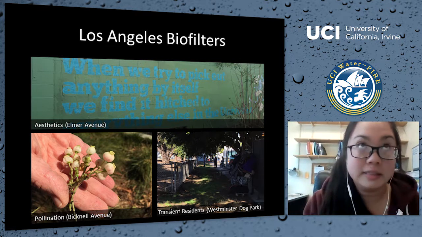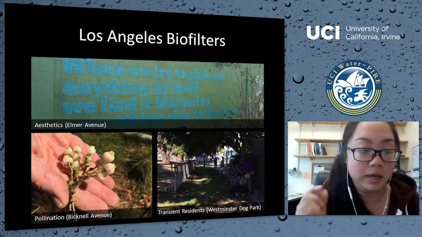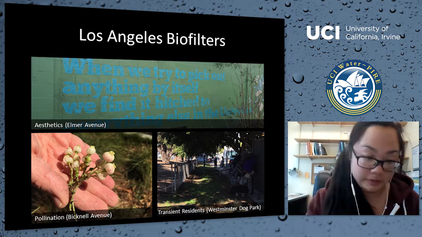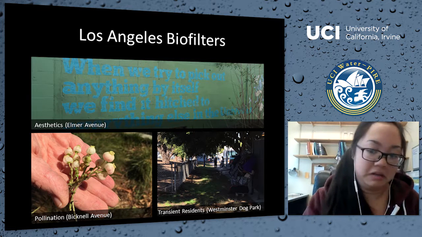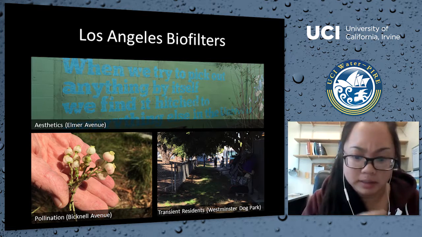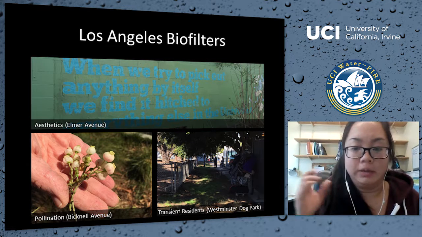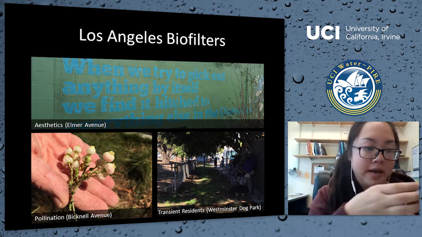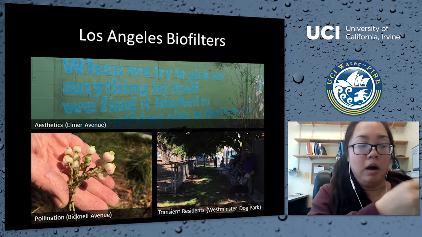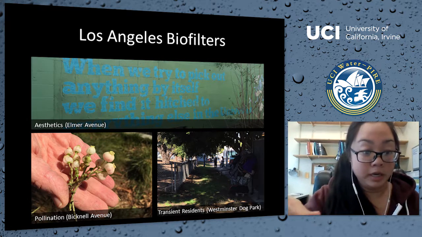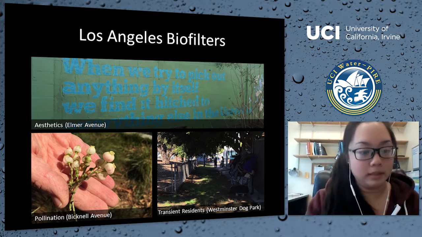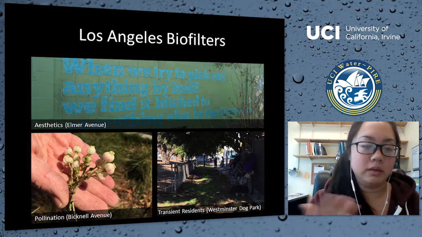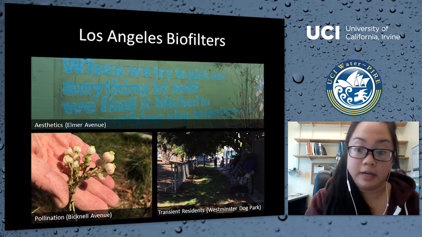So here is an example of an actual biofilter. Last December, we went up to Los Angeles to check out some biofilters, and there are some services that you can identify just by taking a look at them. So I'm on slide 13 now. Elmer Avenue, which is a green street, is a residential neighborhood that has biofilters all along the street. And while we were there, we ran into some residents who were taking a walk and who really seemed to appreciate the green space that these biofilters provided.